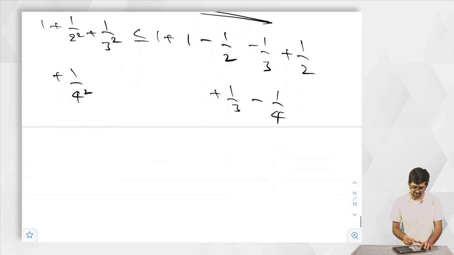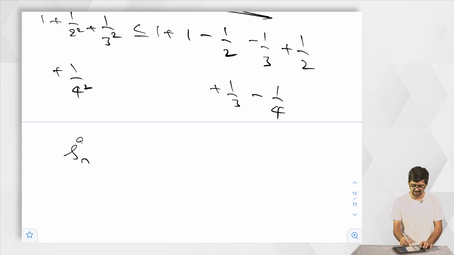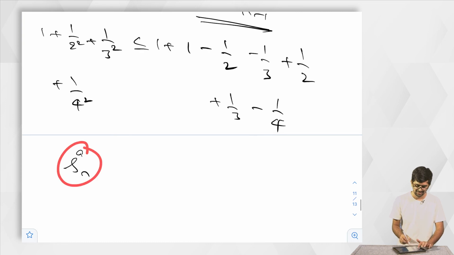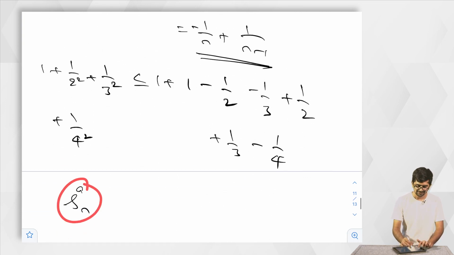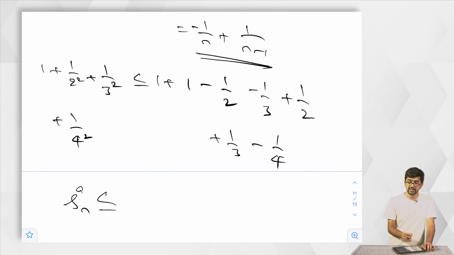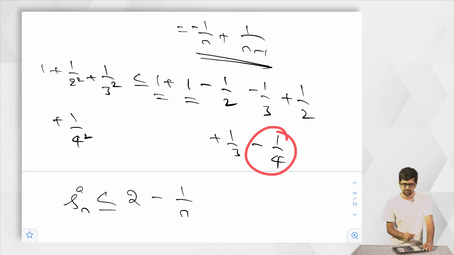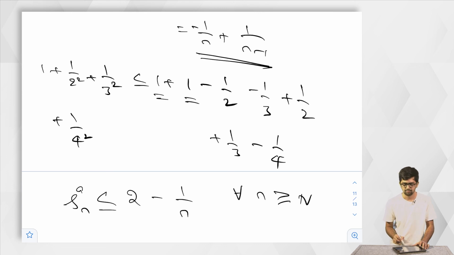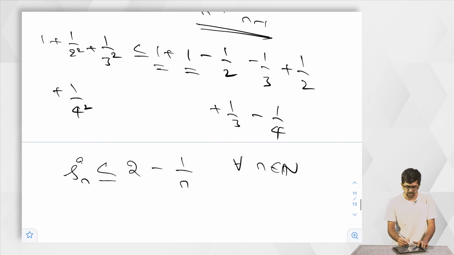So more generally, what we have is the following: S_n, the partial sum substituted to this series 1 by n square, is less than or equal to 2 minus 1 by n. I have these two, I cannot do anything, they are very strong. So this is true for every n belonging to N. There is no special element from where it is happening. This is true for every n.